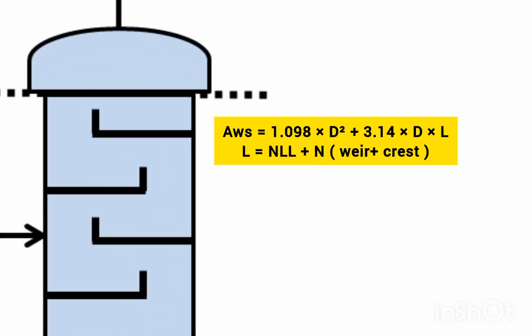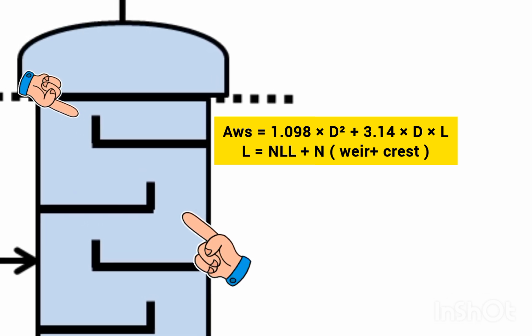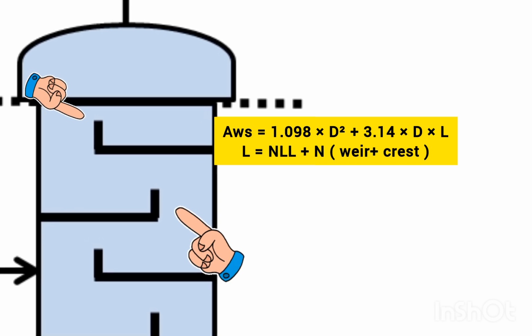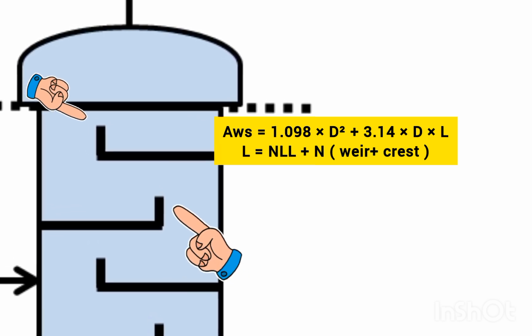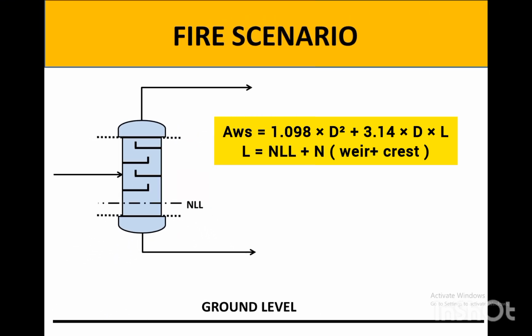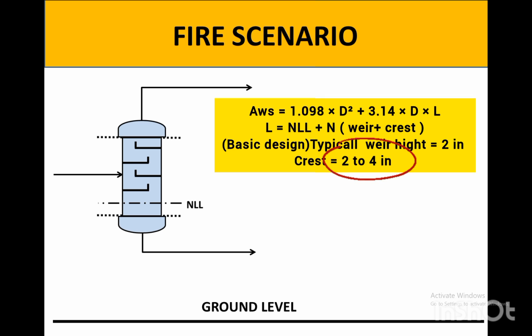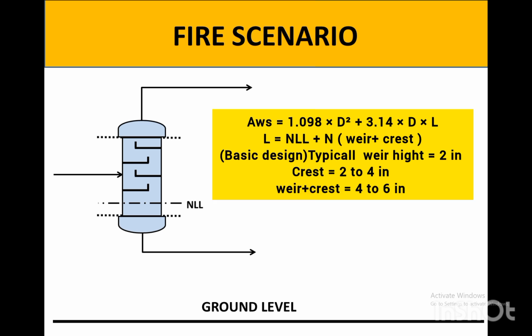of weir plus crest. Weir is a vertical plate installed at the edge of every tray to hold the liquid on the tray, and as a general rule of thumb, we consider it 2-inch initially in our basic design, plus crest. Crest is the liquid that flows over each tray. For this case, as a general rule, we consider this value as 2 to 4-inch. And the summation of weir and crest, we consider 4 to 6-inch initially in our basic design.